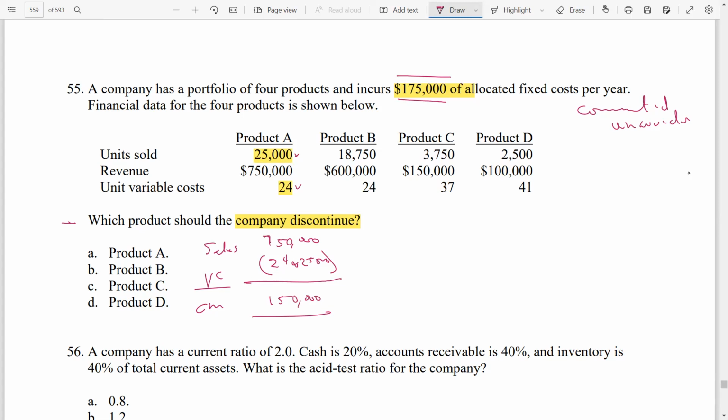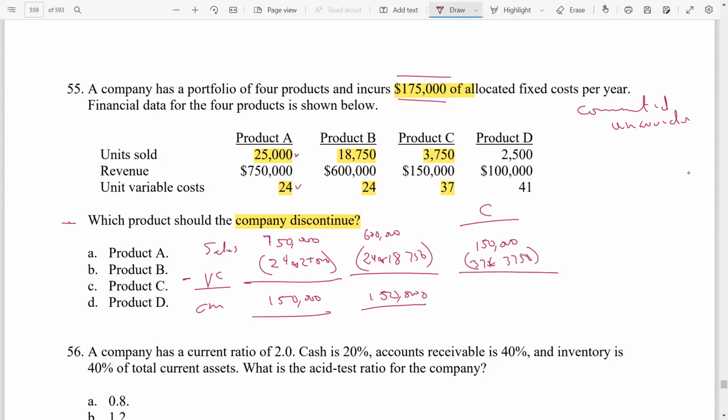We go to B. B has 600,000 in sales, and our variable cost will be 24 multiplied by 18,750. Subtracting variable cost from sales will also give us 150,000. We go to company C. C has 150,000 in sales, and we're going to have a variable cost of 37 multiplied by 3,750. That is a subtraction, and we are going to have 11,250.